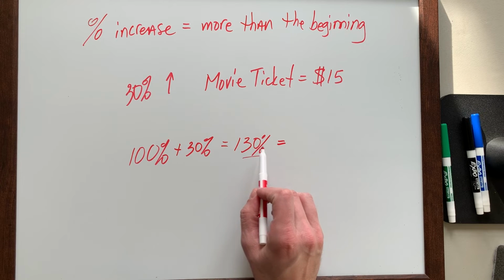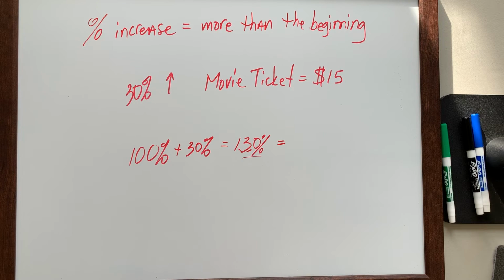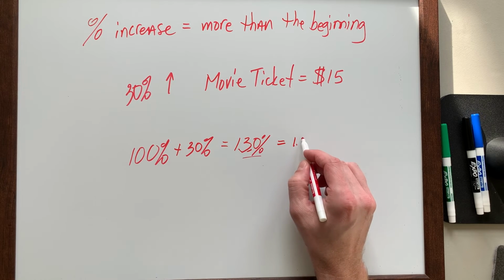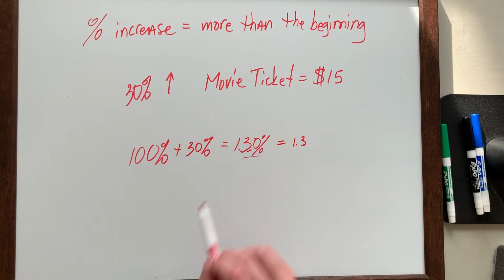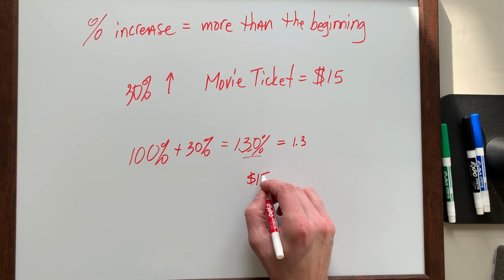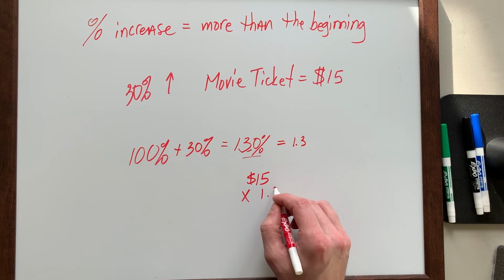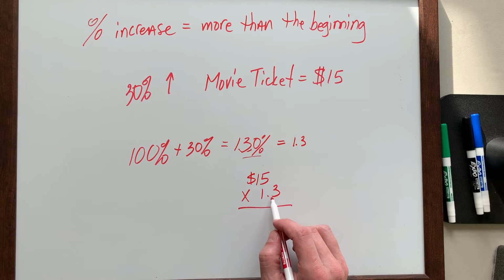Well, let's take 130%. Let's remember that changing this to a decimal, you can do that by moving the decimal 2 spots to the left, okay? So we get 1.3 is the decimal equivalent to 130%. Now I can take $15, I can multiply it by 1.3, and I'm going to get the cost of the new tickets, okay? Let's use the trick from the previous example.